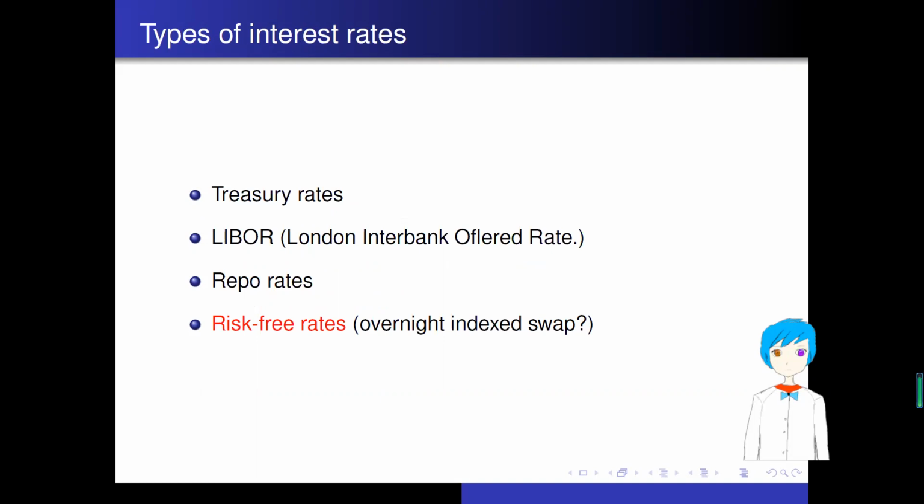We have different types of interest rates. For instance, we have the treasury rate, we have LIBOR, which is the London Interbank Offered Rate, and we also have the repo rates as well as the risk-free rates. The risk-free rate was measured by the overnight indexed swap, but now we are also making changes, and there are some different ways of measuring this risk-free rate.